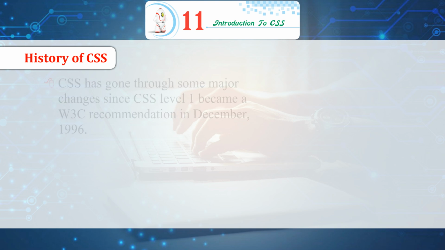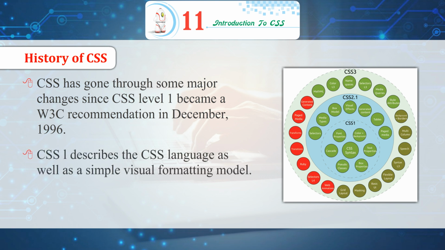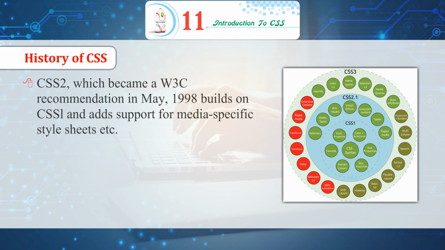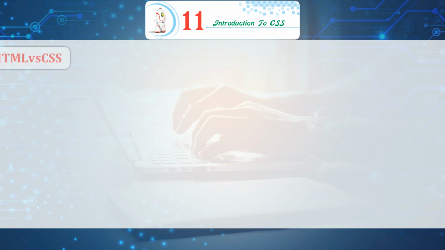History of CSS. CSS has gone through some major changes since CSS Level 1 became a W3C recommendation in December 1996. CSS 1 describes the CSS language as well as a simple visual formatting model. CSS 2, which became a W3C recommendation in May 1998, builds on CSS 1 and adds support for media-specific style sheets, etc. CSS 3 is currently under development and includes more advanced features such as animations, border images, etc.